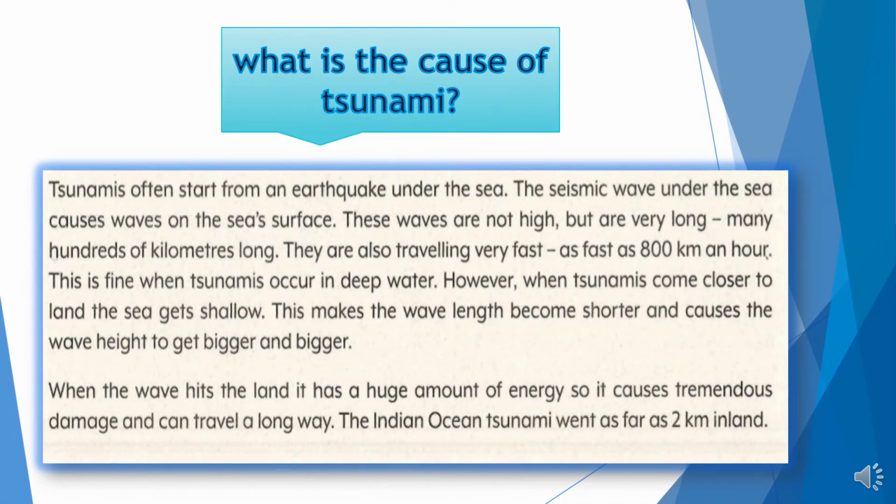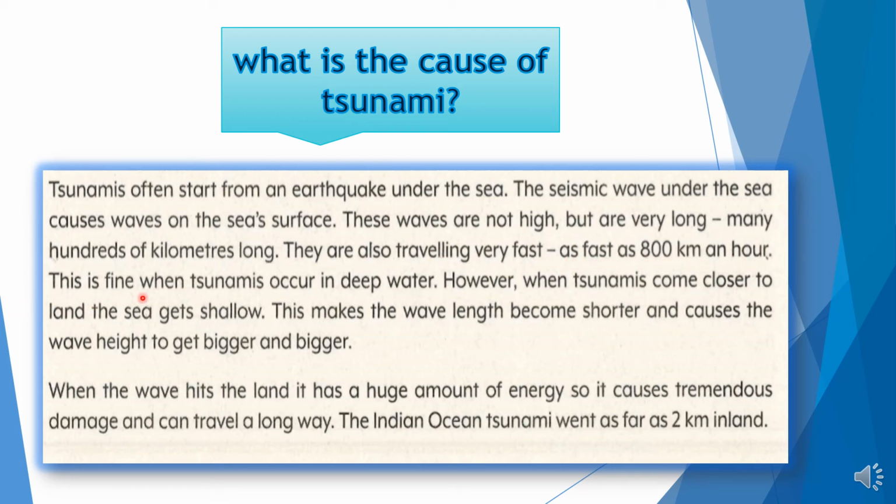What is the cause of tsunami? Tsunamis often start from an earthquake under the sea, as we saw before in the video. The seismic wave under the sea causes waves on the sea's surface. These waves are not high, but are very long, many hundreds of kilometers long. They are also traveling very fast, at 800 kilometers an hour.